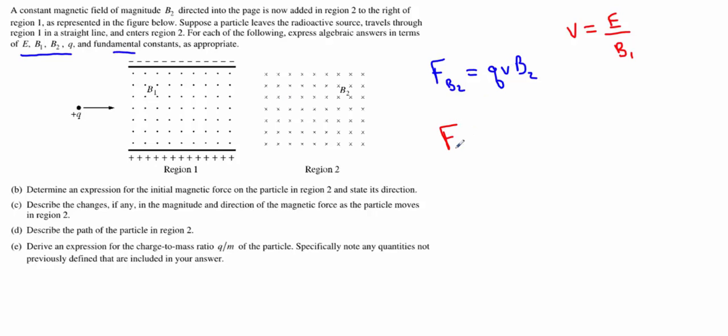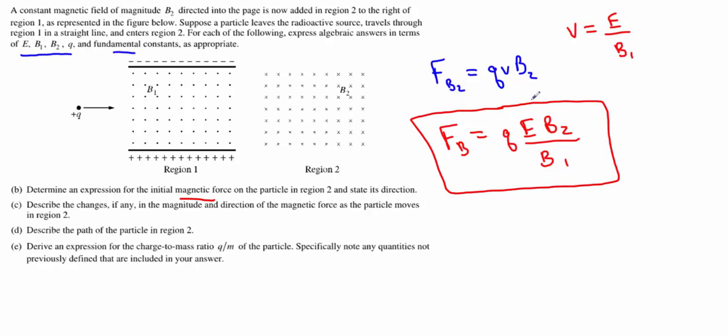So the force in the second field, and that's what we're looking for, is going to be Q times E times B2 over B1. That should be the final answer. Let's double check that all of our variables are the ones listed or are fundamental. Q is listed, E is listed, B1 and B2 are listed, and F is what we're solving for. So that's all good.